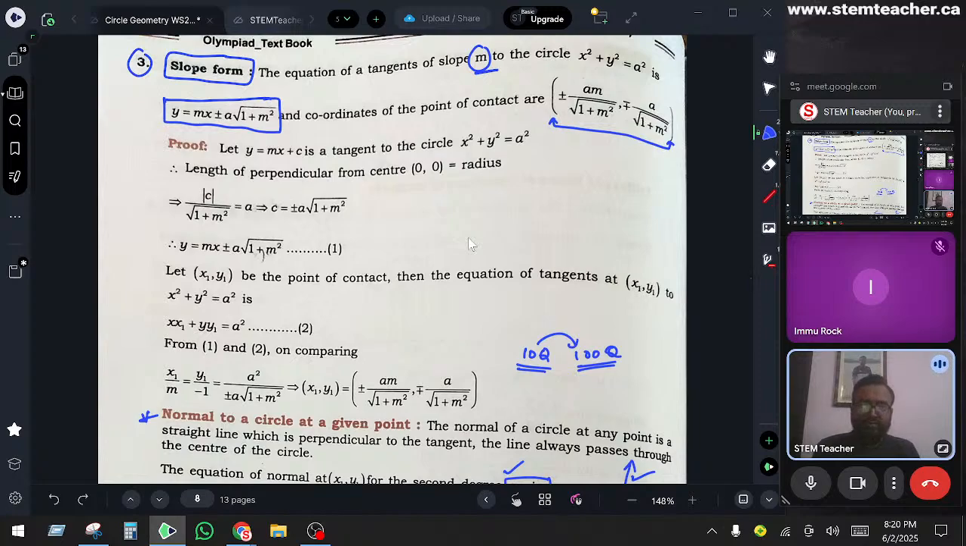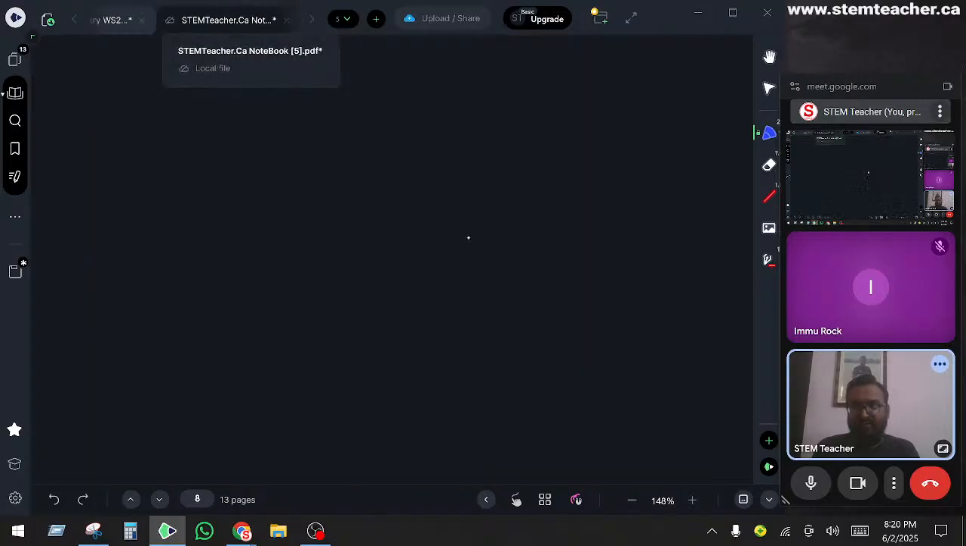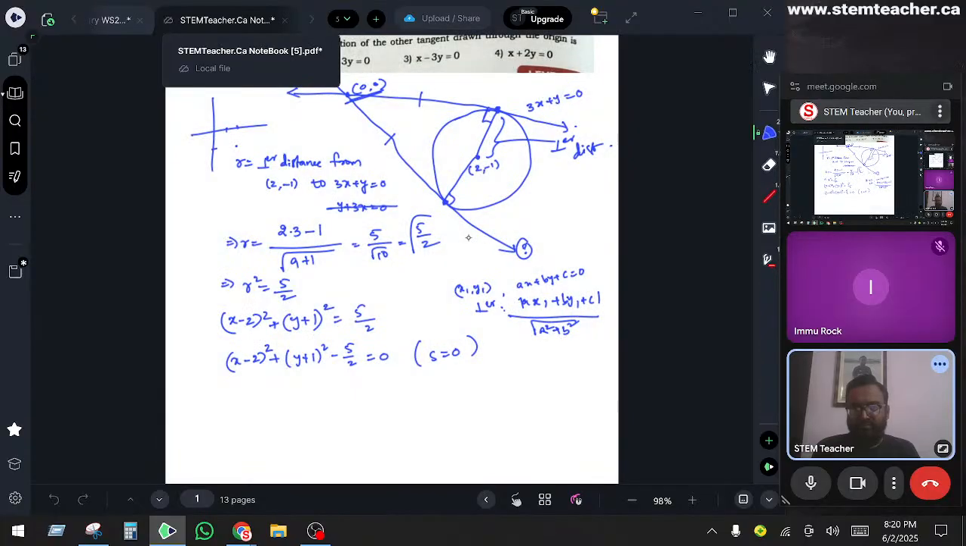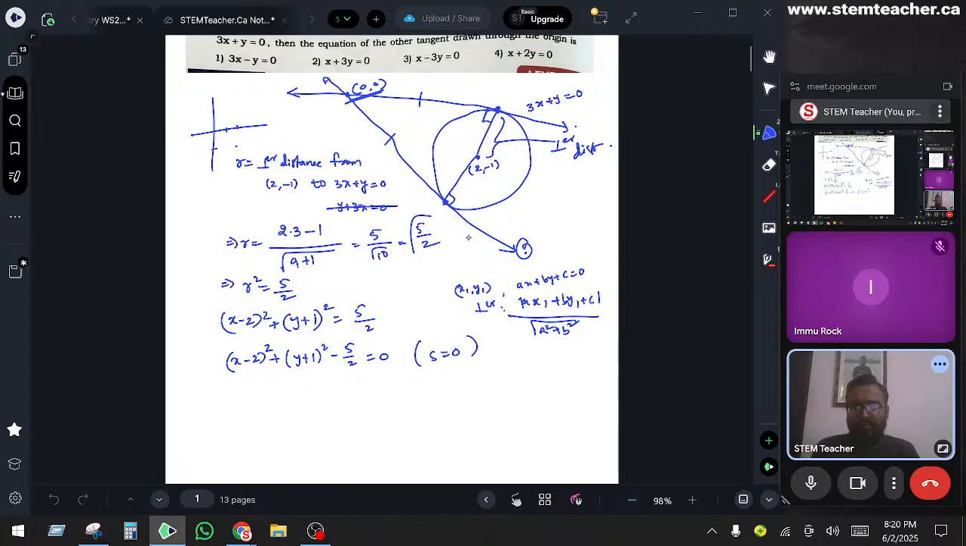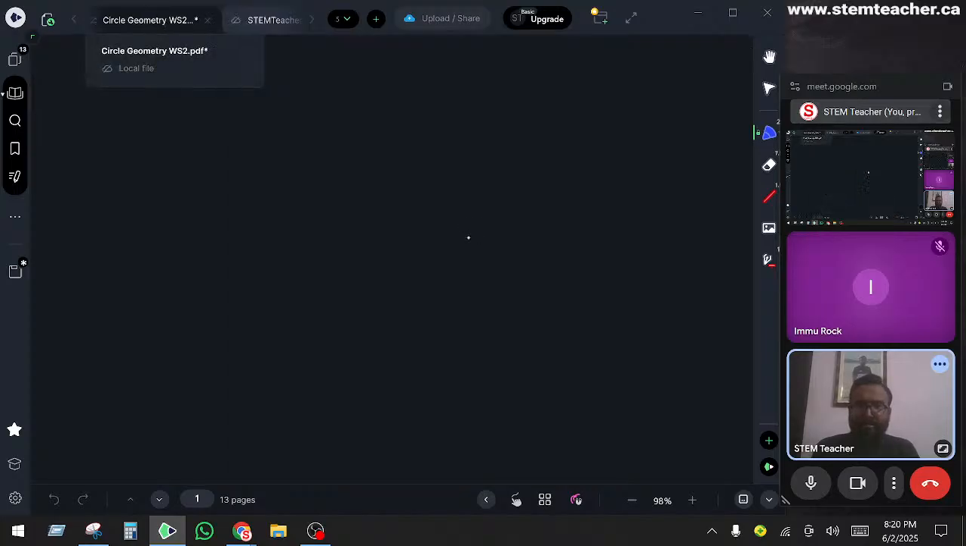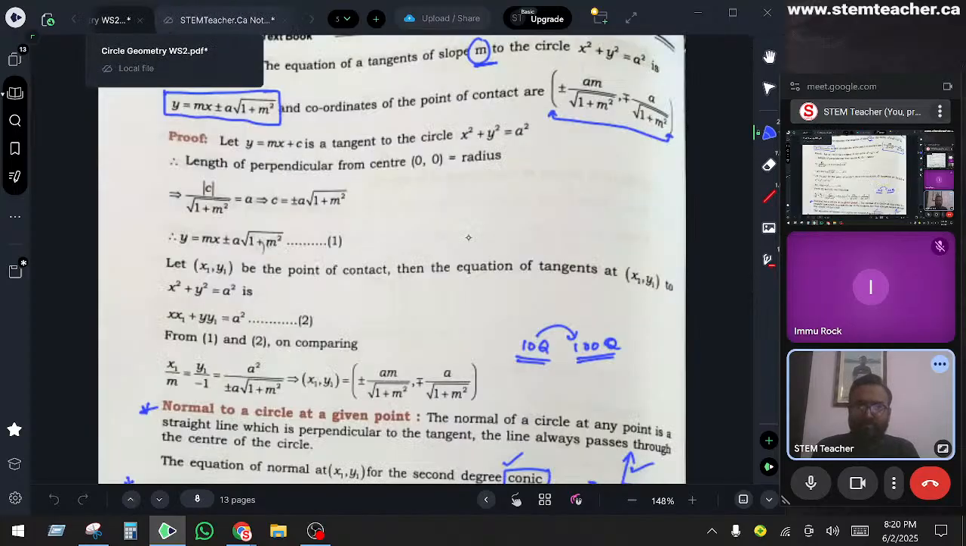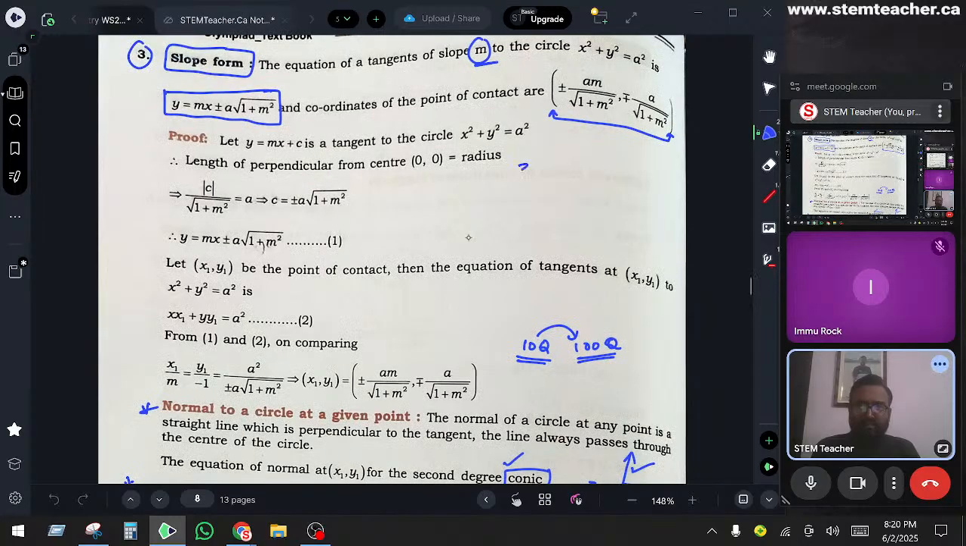तो हमें equation जो दिया हुआ है, so what is the equation we have? So our equation is 3x plus y equals to 0. What is the equation? Y is equal to minus 3x. What is the m value? M value is minus 3.